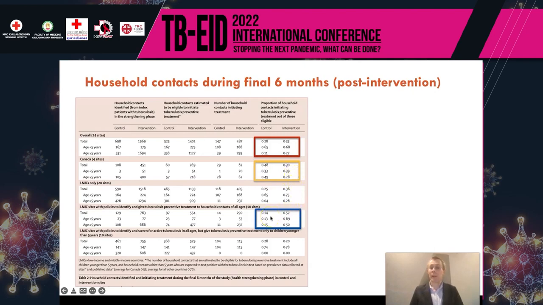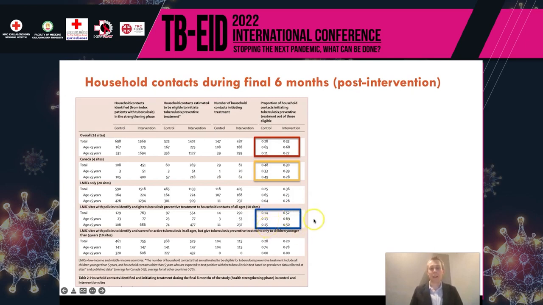If you look at the low and middle income countries, however, you can see the opposite. You can see that in the control sites in the last 6 months, about 0.14 per 100, as in 14% of people, had been able to initiate preventive therapy, whereas 52% of people in the intervention groups had been able to initiate preventive therapy. So this is the control on the left and the intervention on the right. And you can see that held for both under fives and also over fives.